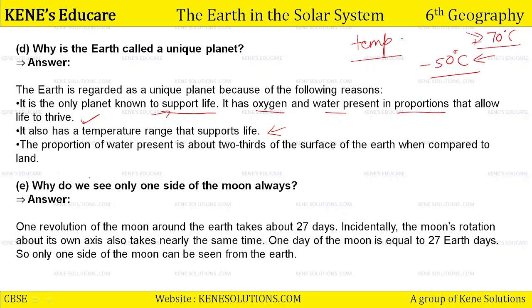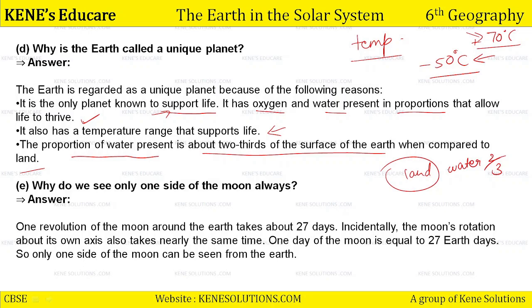Third reason why Earth is unique, the proportion of water present is about 2/3 of the surface of the Earth when compared to land. ठीक है? Land area कम है Earth पे, water का area ज़्यादा है. Water is 2/3 of Earth and the remaining 1/3 is the land area.